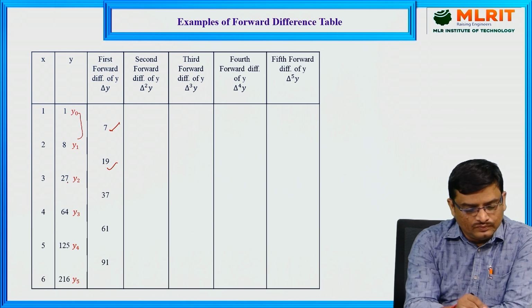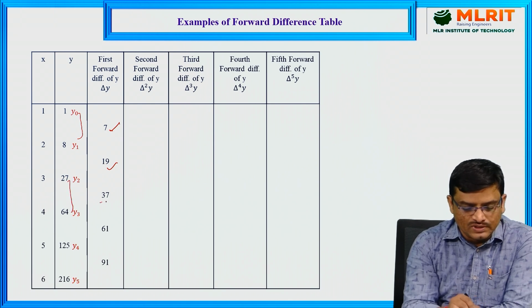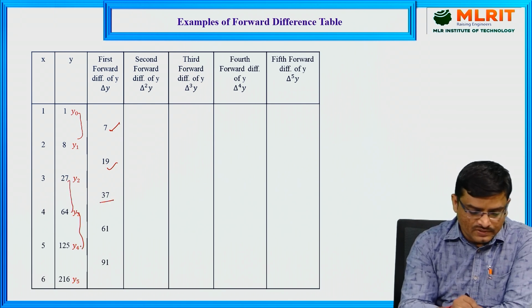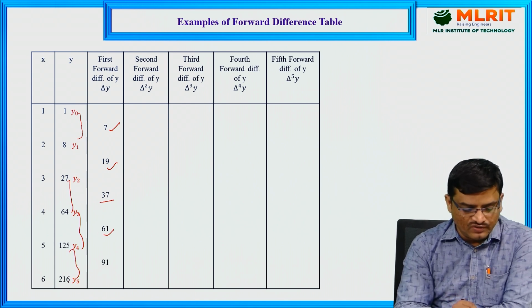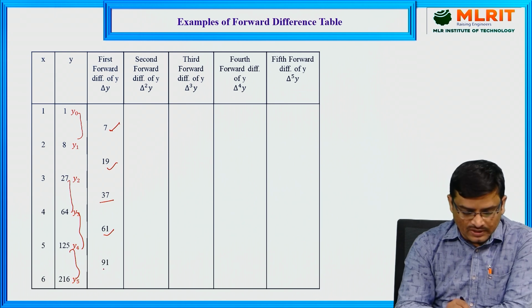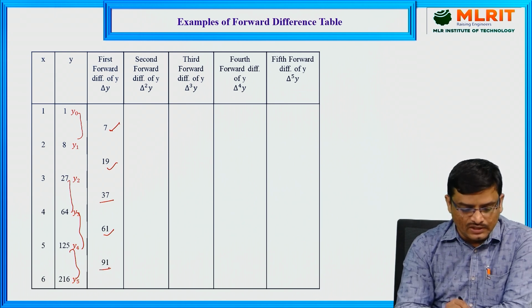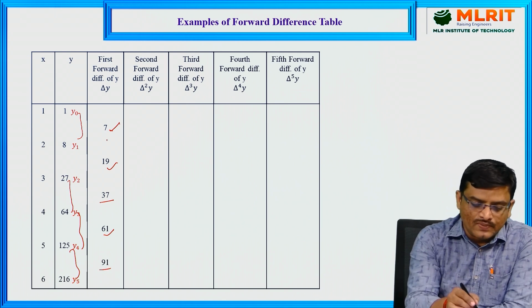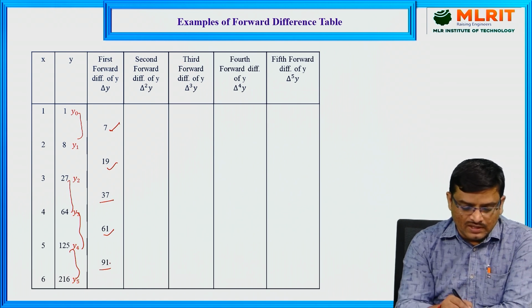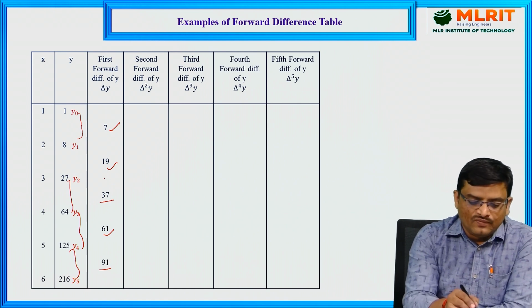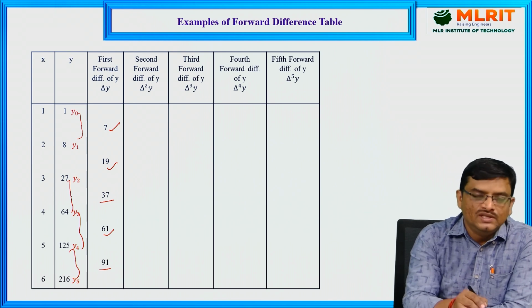64, find out the difference of these two numbers, you will get 37. Next, 125 minus 64, you will get 61, and next take the two values 125 and 216, you will get the difference of these values as 91. So these 7, 19, 37, 61, 91 are the first forward differences of these values here.